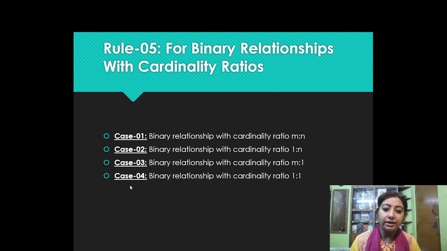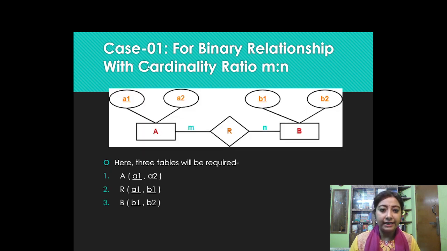Case 1, case 2, case 3, case 4 under rule 5. Now case number 1 is for the binary relationship with cardinality ratio m is to n, meaning many to many. Here it is given as m is to n, not m on both sides, because if the m value is 5, this side cannot be the same, it may be 10, it may be 2, but more than 1. That's why the same m is not used here, it is used as n.